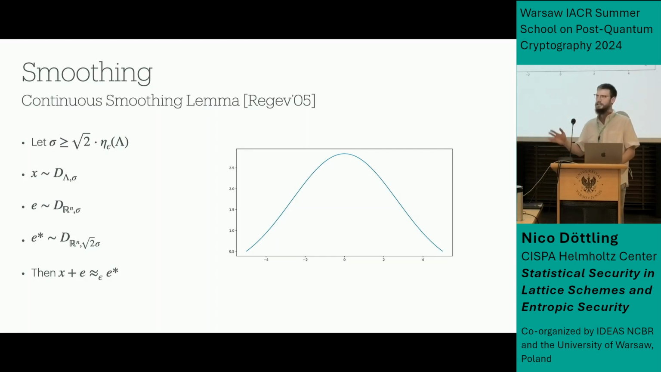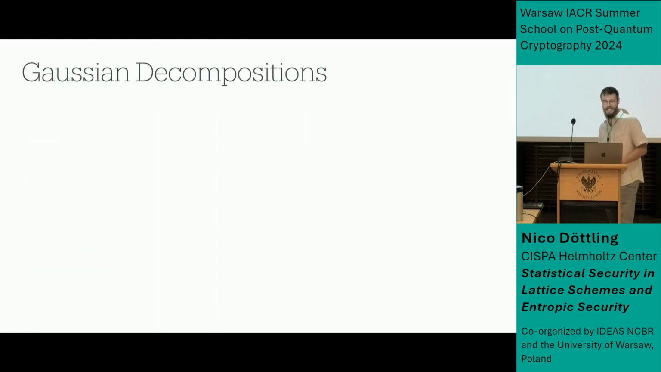But this is what the smoothing parameter captures. So once you're in the smoothing regime, the discrete structure becomes statistically invisible. Good. The technique that I'm going to use together with Regev's smoothing lemma is something I call Gaussian decompositions, and this is for now something just about continuous Gaussians.